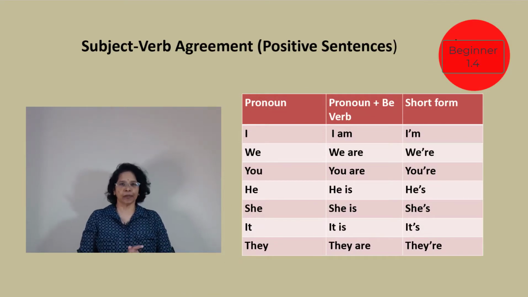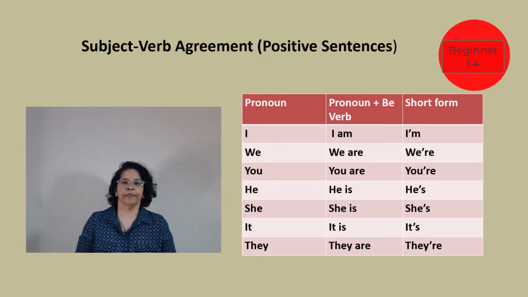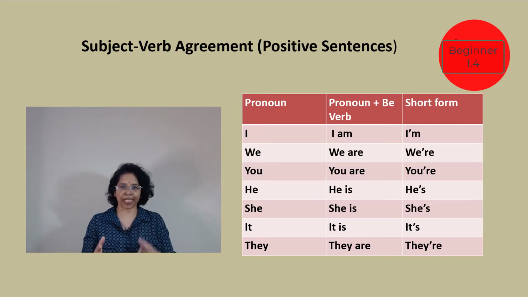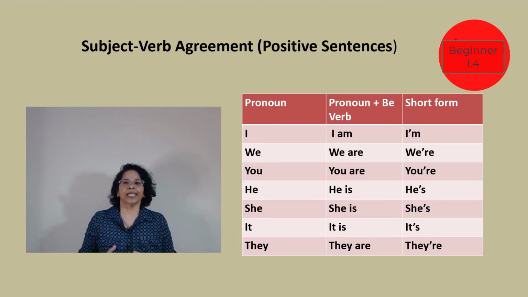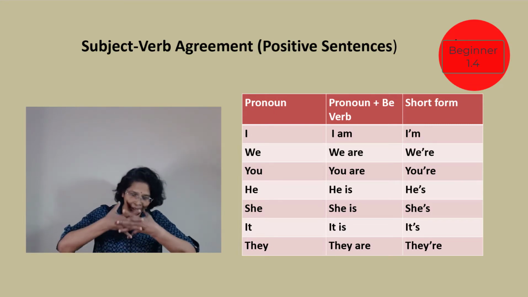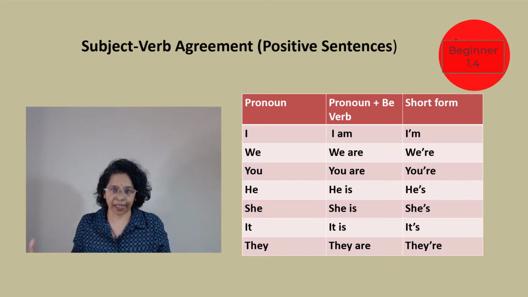In the objective, I have mentioned that we are going to learn how to make sentences with correct subject-verb agreement. Only positive sentences, not negative sentences. Today only positive sentences. You can see in the table all the pronouns that we learned in the previous lessons: I, we, you, he, she, it, they. Now, whenever we're making sentences in English, the pronoun must be put together with the correct be verb.